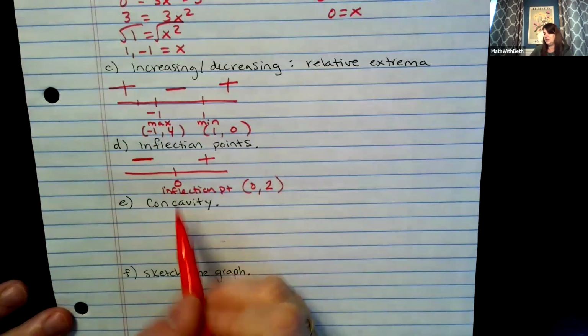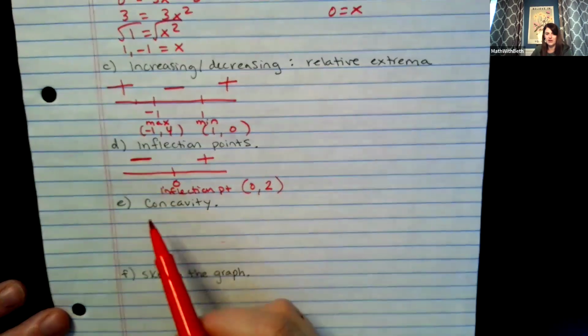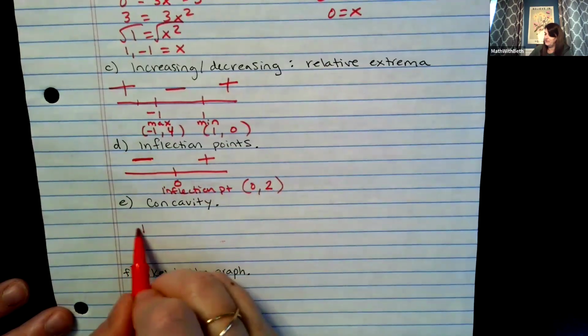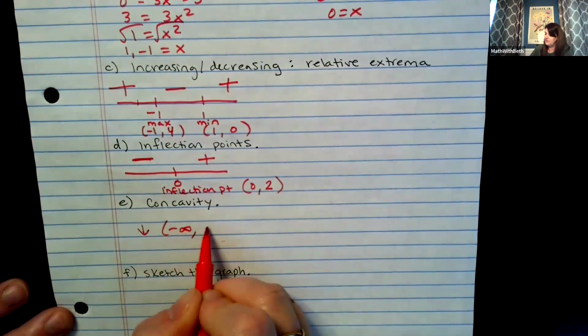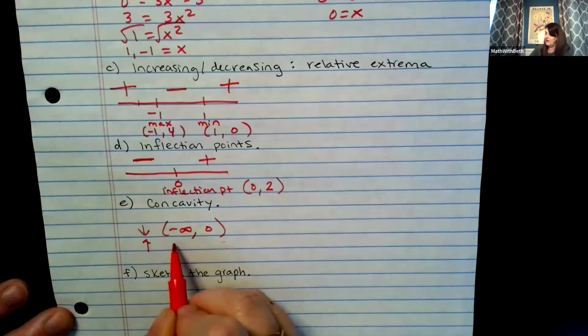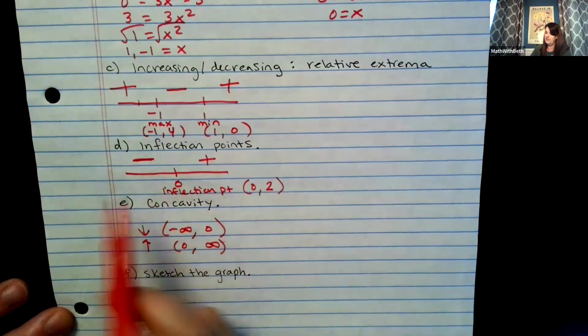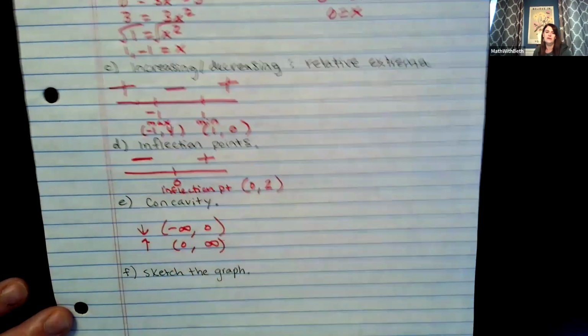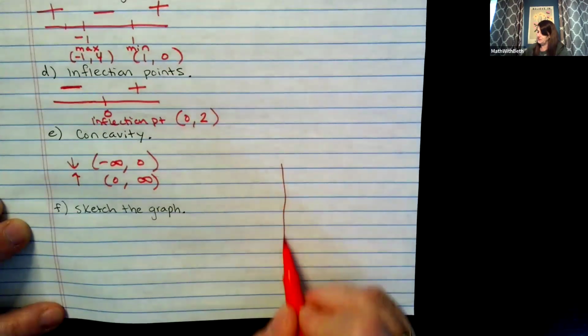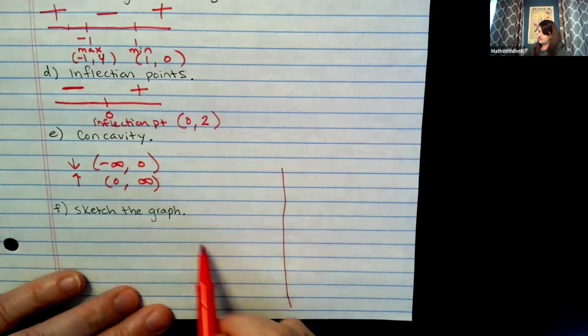And concavity I just did. So I've already done this. So it is concave down from -infinity to 0, and it's concave up from 0 to infinity. That's what I just found out here. So now let's use all of that information to sketch the graph.